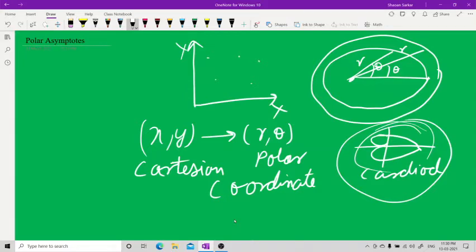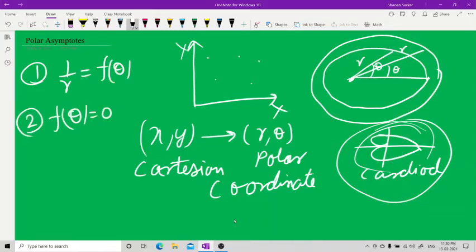Now, how to find polar asymptotes? The first point is you write 1 upon r is equal to f theta. Then the second point: put f theta equal to 0 and find theta equal to theta 1, theta 2, and so on, theta n.